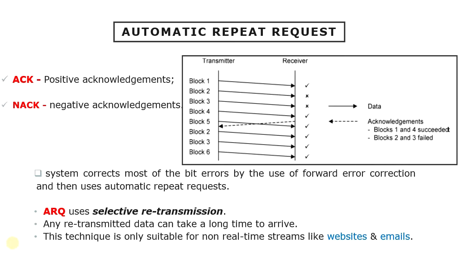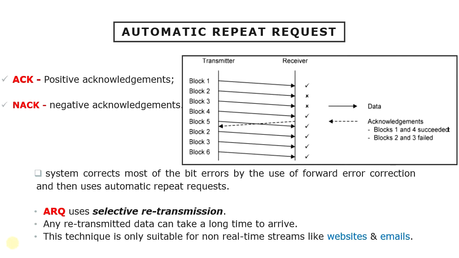A wireless communication system often combines the two error management techniques that we have been describing. Such a system corrects most of the bit errors by the use of forward error correction and then uses automatic repeat requests to handle the remaining errors that leak through.